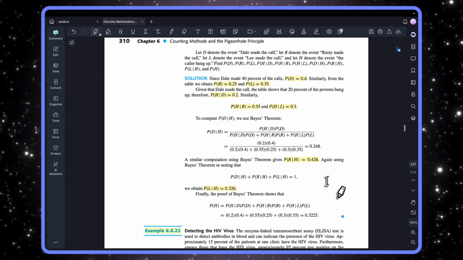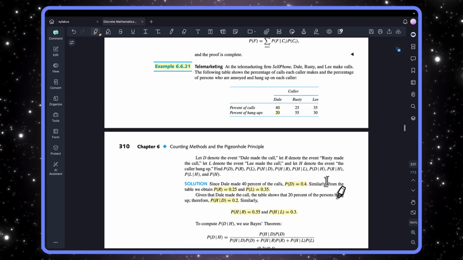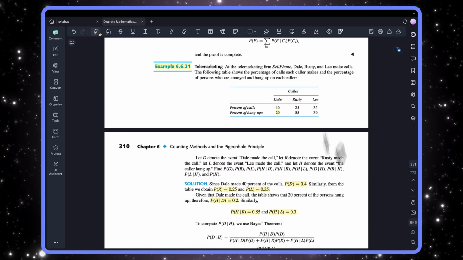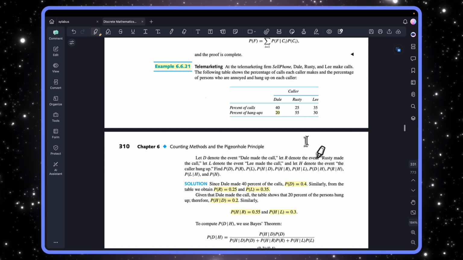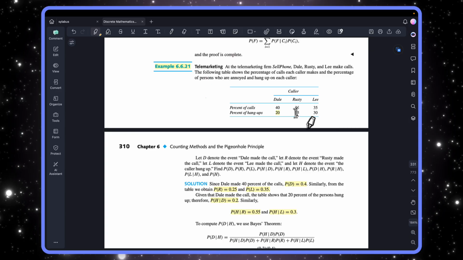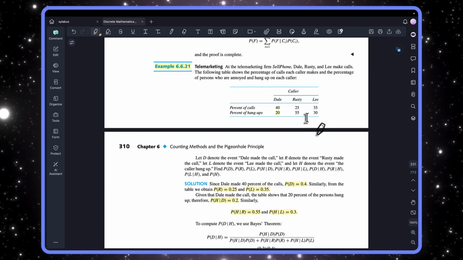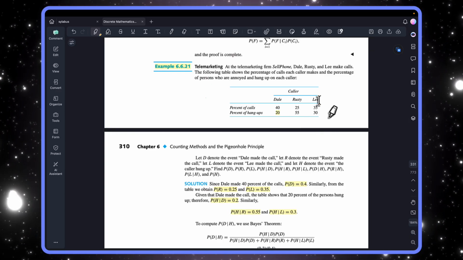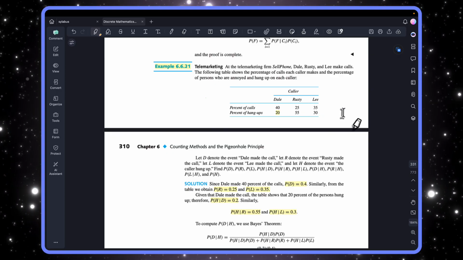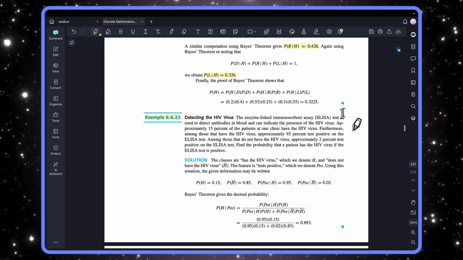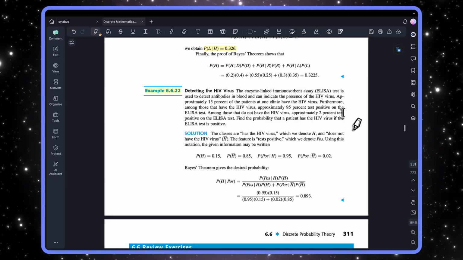It's an interesting way, if you have a mixture of people doing certain aspects, to calculate the probability that the person's going to hang up, and it's slightly higher than if only Lee and Dale made calls. So you might say, well, fire Rusty or something, I don't know, and then lower the number. Okay. And there's another example.